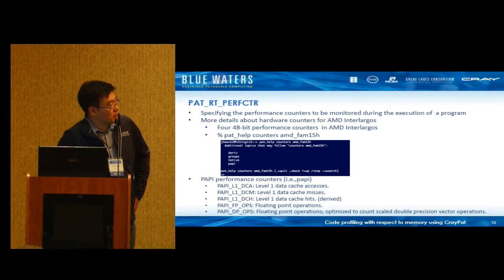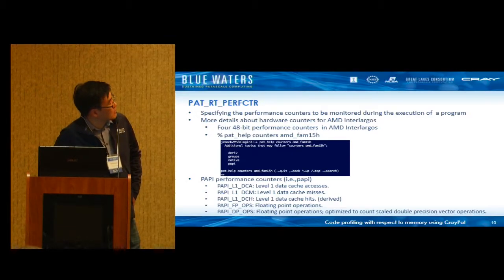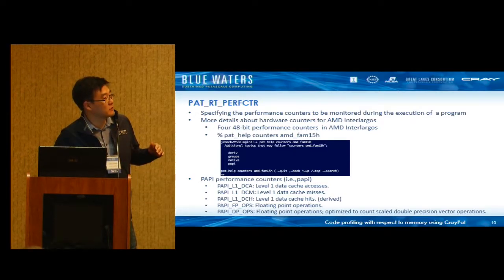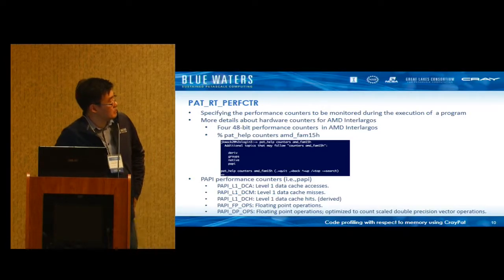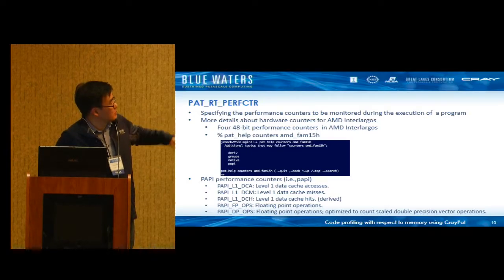Basically, the AMD Interlagos processor has 4 hardware counters, so you can choose up to 4. If you want to know more details, after updating your module for the Cray PAT version and loading perftools-base and perftools, you can run pat_help counters amd_fam15h, and you can see the hardware counters for your AMD processor. There are 4 groups: derived, groups, native, and PAPI. PAPI is the performance counter by PAPI, and there are several examples at the bottom.